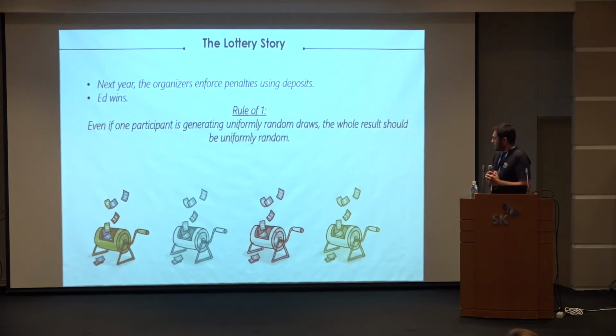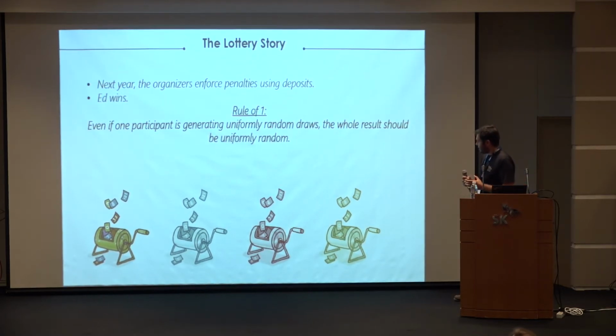Okay. But even if we solve that, there is another problem. If Ed buys all the tickets that end with, let's say, 33, then he can just draw 33 and win all the time. So we also have a rule of 1, which says that even if one participant is generating uniformly random numbers, then the overall output of the random number generation should be uniformly random.